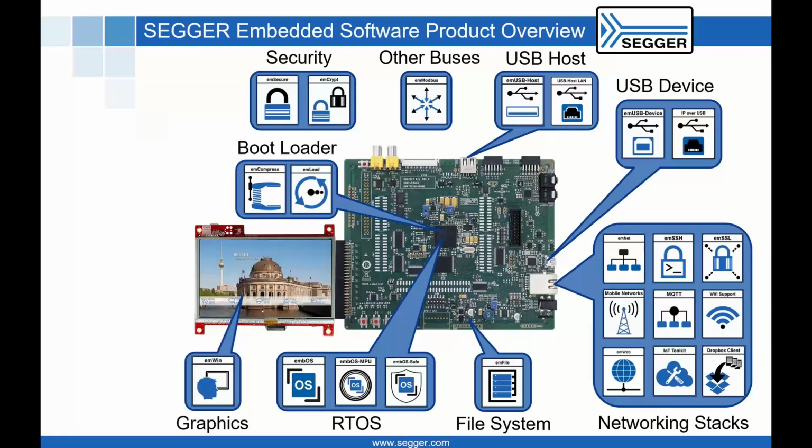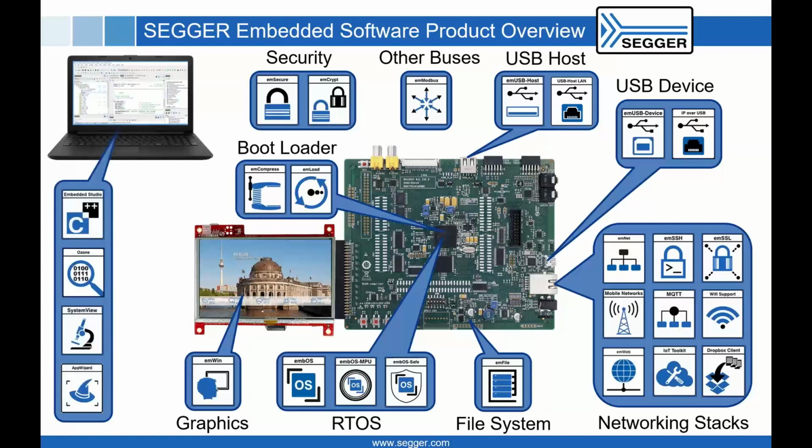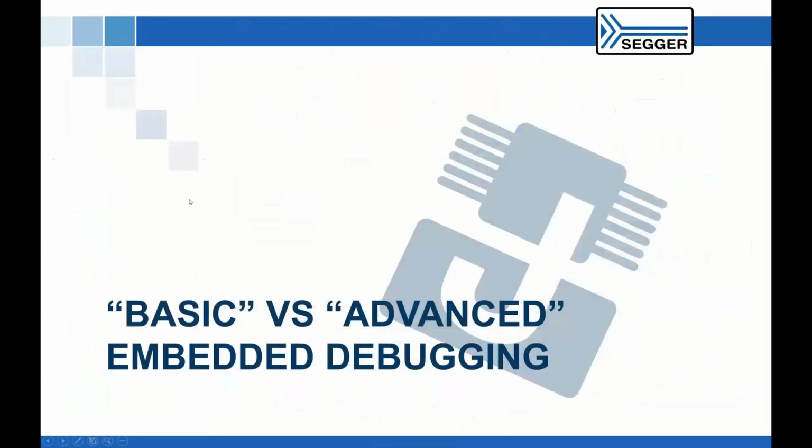And obviously, graphics is also an important topic. So we have mwin, which is our graphics library, to drive all kinds of panels. And then, like I mentioned, on the host computer, you might have tools like Embedded Studio, Ozone, System View. So those are embedded software tools. Okay, so now let's get into the topic.